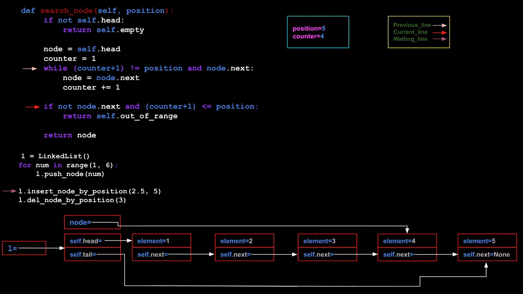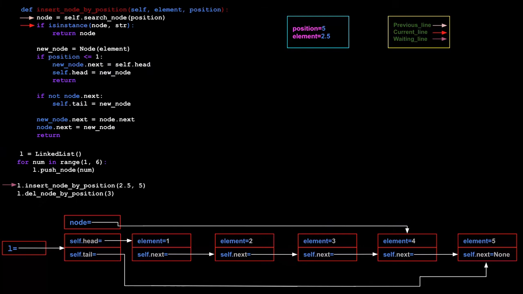In this case, if not node.next, which is not true in this case, node.next actually points to a node that contains element 5. So we don't go inside here. We go to the next line. Now at this line, we return, and all the local variables go away, and then we go back to where the search node function was called, which is in this case inside the insert node by position.